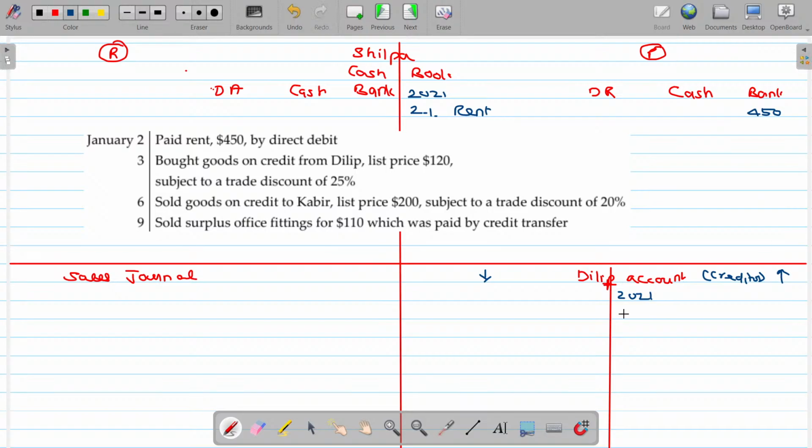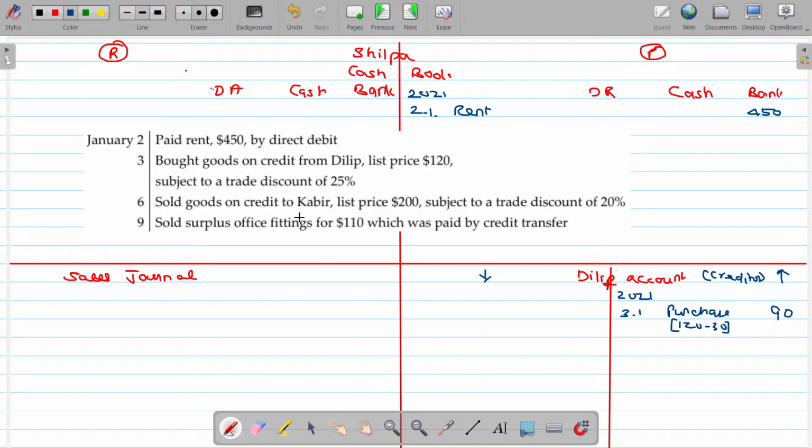You have to pay here. You are purchasing, so you have to post the purchases here. You are liable to pay extra money for this one. Purchases, the value being 120 minus 30, 90 is payable.